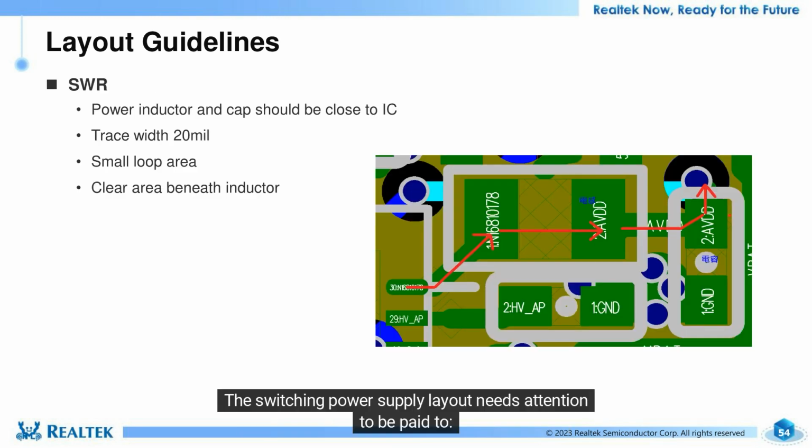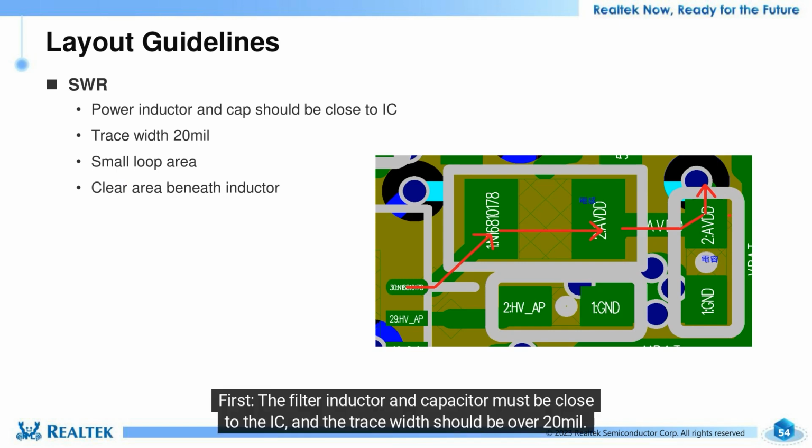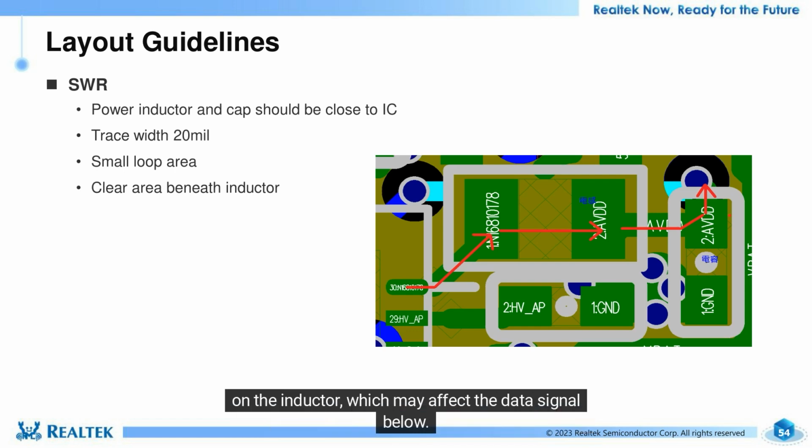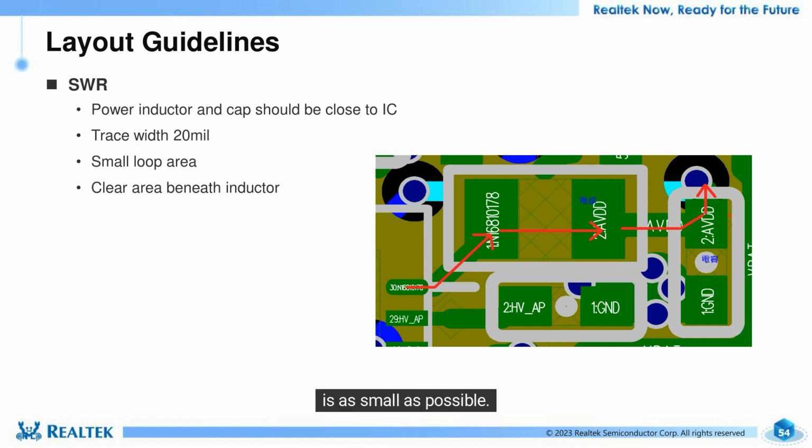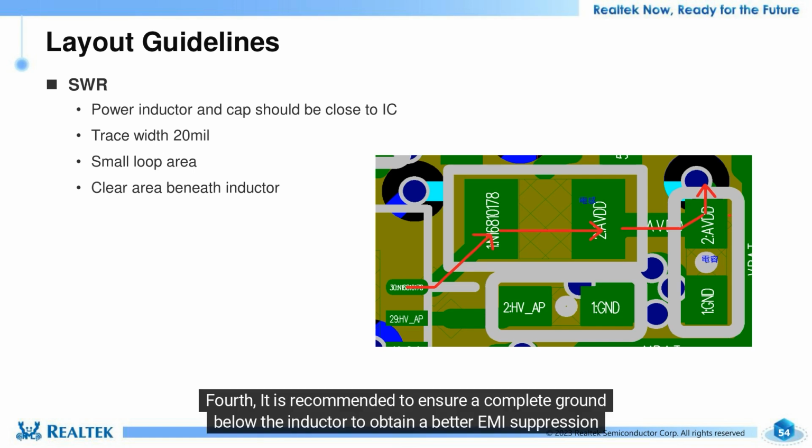The switching power supply layout needs attention to be paid to. First, the filter inductor and capacitor must be close to the IC, and the trace width should be over 20 mm. Second, do not run the signal line under the inductor, because there is a high-frequency switching signal on the inductor, which may affect the data signal below. Third, the path of the capacitor back to ground should be as complete as possible to ensure that the ripple is as small as possible. Fourth, it is recommended to ensure a complete ground below the inductor to obtain a better EMI suppression effect.